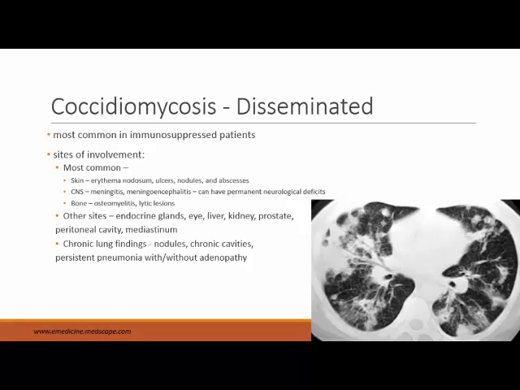For the disseminated disease, this usually happens in immunosuppressed patients. Other than the lungs, the other sites of involvement are skin, and again, I had already mentioned erythema nodosum, but they can also have ulcers, nodules, abscesses. CNS involvement is meningitis, and patients can have permanent neurological deficits, and bone involvement is also osteomyelitis and lytic lesions, although there are reports of involvement of essentially every other organ in the body. Chronic lung findings, you'll see nodules, chronic cavities, persistent pneumonias, kind of a terrible looking CT scan.